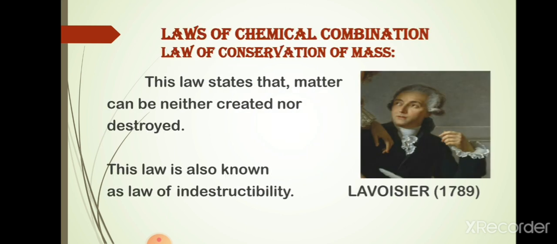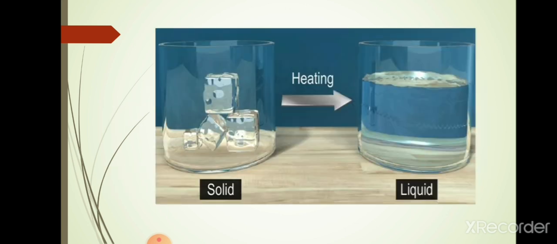Next is laws of chemical combinations. The combination of elements to form compounds is governed by 5 basic laws. First one is law of conservation of mass. This law was put forward by Lavoisier in 1789. This law states that matter can neither be created nor destroyed.